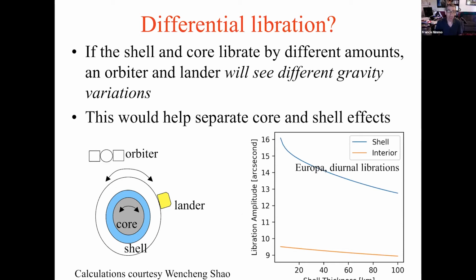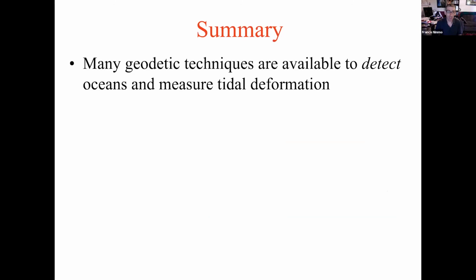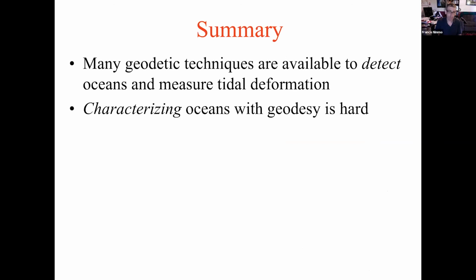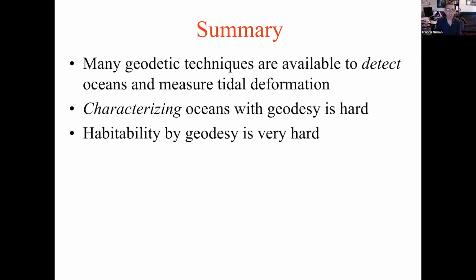All right, I know that was a lot of information, but let me now just summarize. So I spent a lot of time talking about how we can use geodesy to detect oceans. There are many techniques, some of which have been used successfully already. Characterizing the oceans as opposed to detecting them is hard, but I think it's doable, particularly if you can get really good measurements of the tidal response. Talking about habitability by geodesy alone, I think is very hard, but maybe someone in the audience will have a good idea of how to do that.